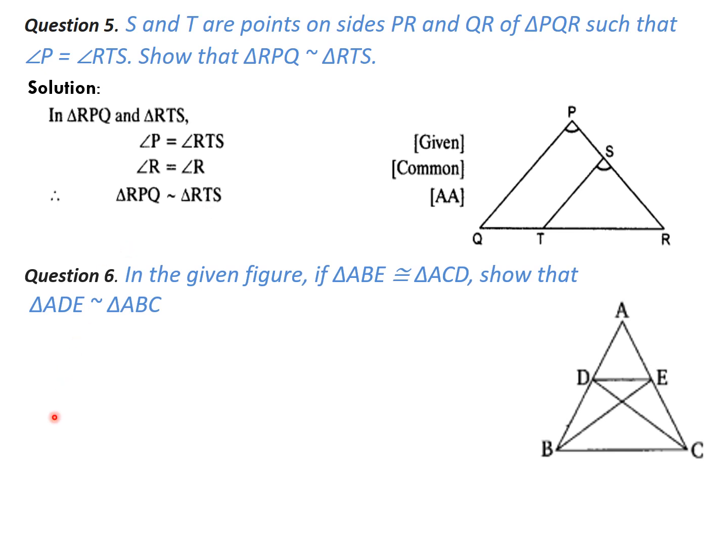Question number 6. In the given figure, if triangle ABE is congruent to triangle ACD, show that triangle ADE is similar to triangle ABC. This is the given figure. Here ABE is equal to ACD, right? So this triangle and this triangle are congruent to each other. Congruent means corresponding sides are equal and corresponding angles are also equal. You have to show that ADE is similar to ABC.